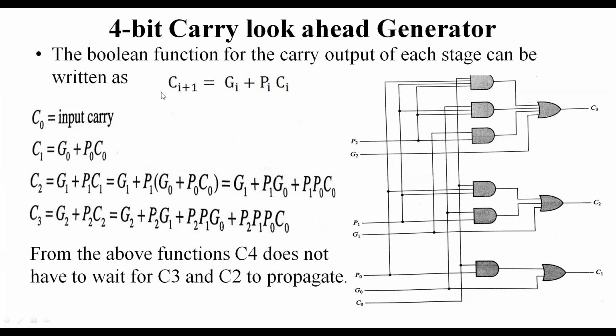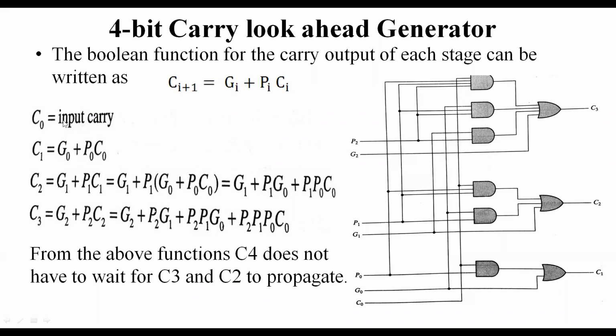Similarly, I am designing C3. By taking i equals 2, this will be equal to C3. Therefore, G2 plus P2 into C2, which is G2 plus P2 into G1, and so on. Then, as we know, C2 is already a Boolean expression derived. That expression is written here.